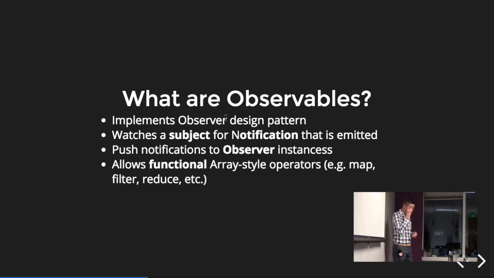So you might be asking yourself, what are observables, right? Observables implement the observer design pattern, like I said. And they basically watch a subject for this thing called a notification, which is kind of like an object that we'll talk a little more about in a second. And this notification is going to be emitted, right? And we're going to push those notifications to our observer instances. And we can have 0, 1, or many observers, right? The other thing that's really cool about observables is that we get these functional array style operators, right?